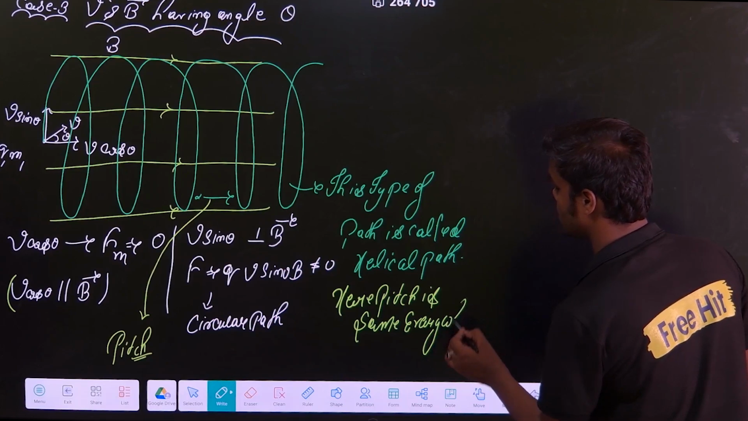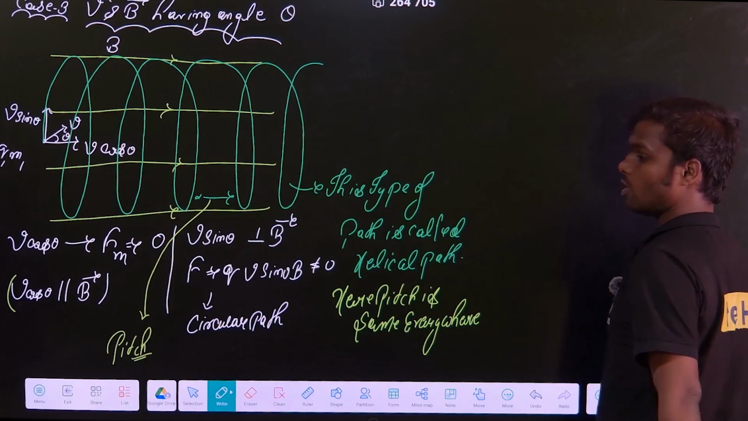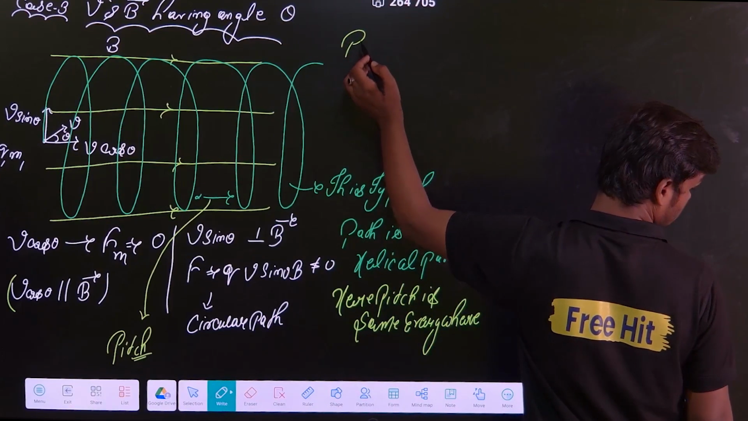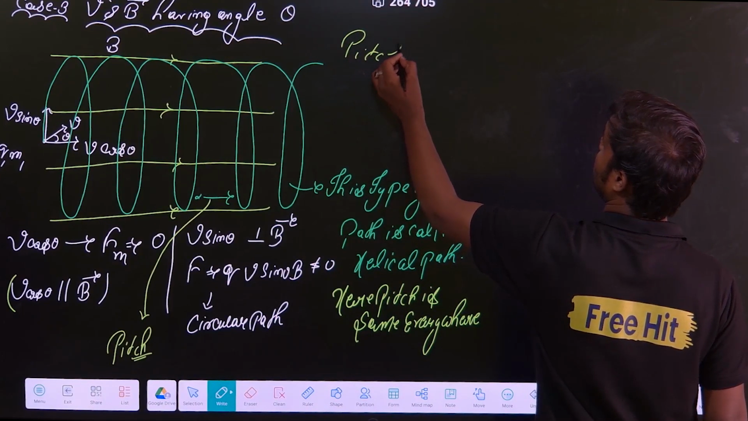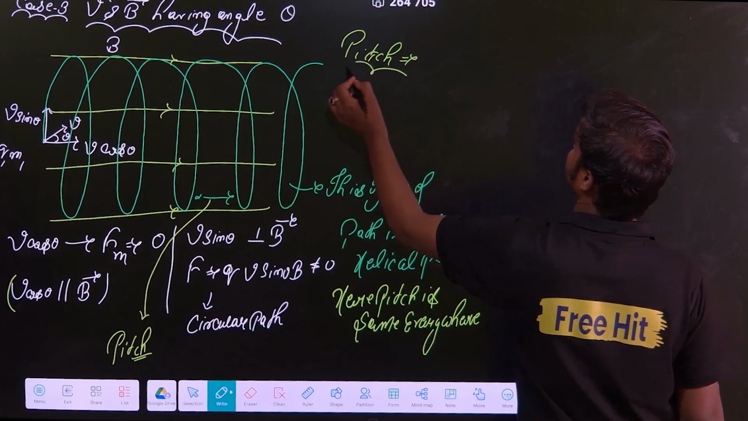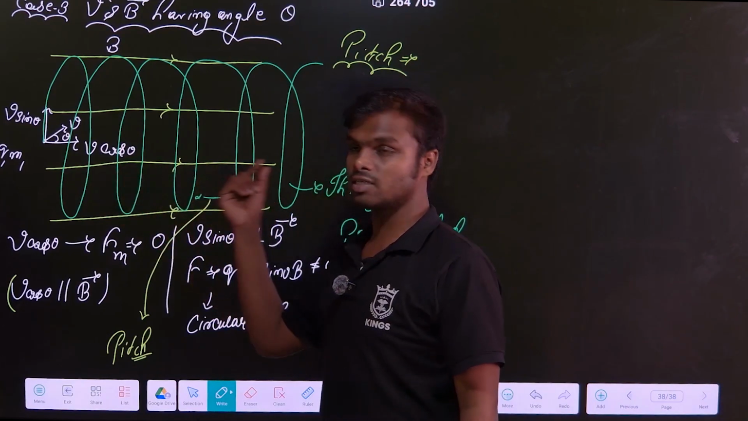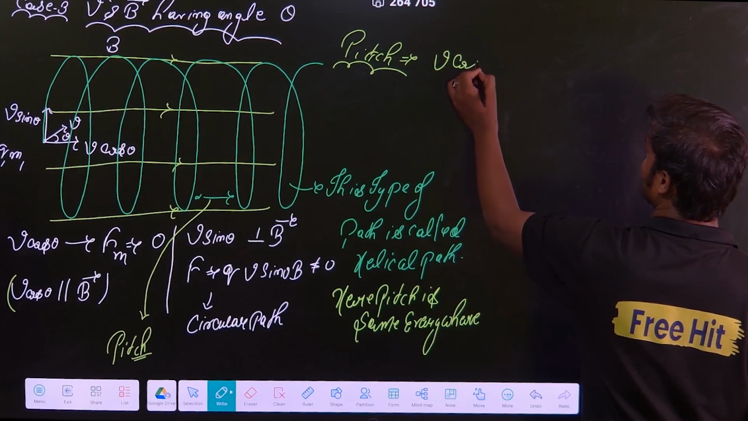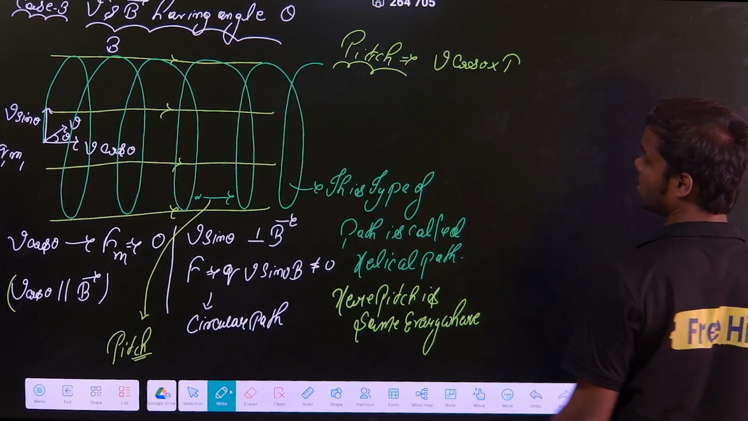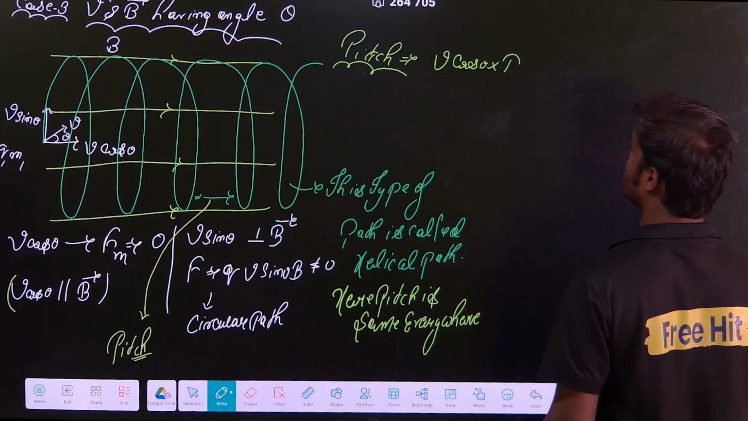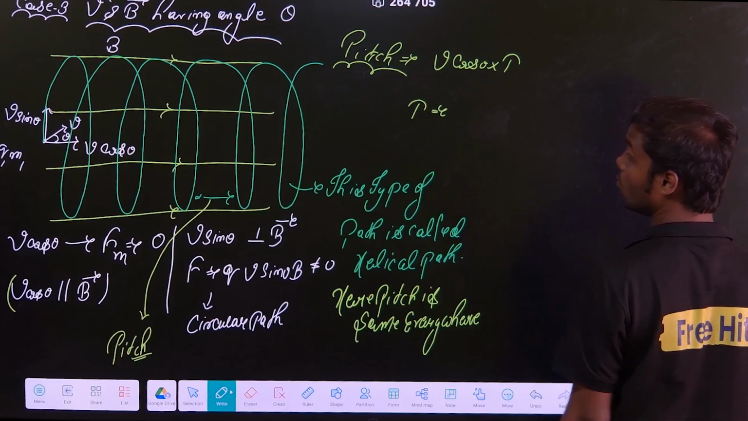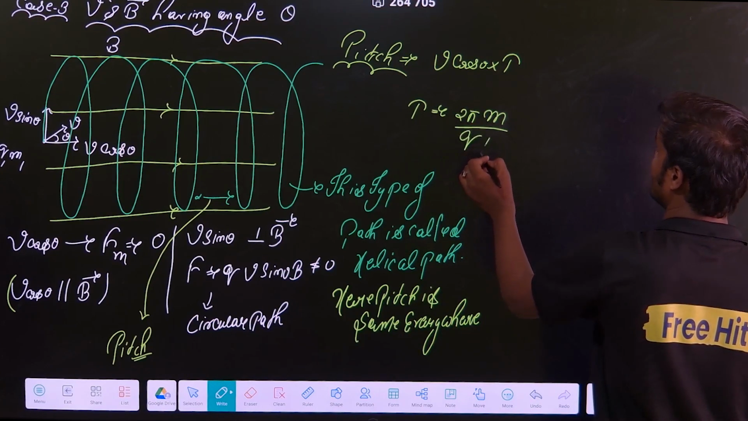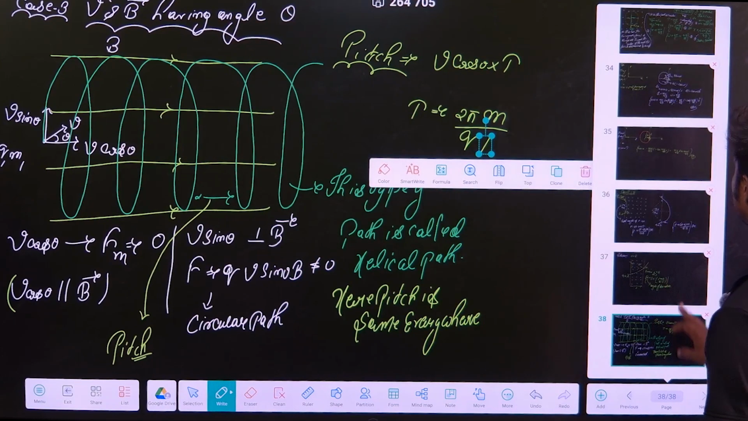Okay, and if I ask you what is the value of pitch, how will you calculate it? See, we can simply see that the pitch is a distance which is covered in the x direction. So what is the distance covered in the x direction? That is velocity v cos theta into time t, correct, in one time period. What is the time period? We know that it is defined as 2 pi m divided by qB. I have told you initially that the time period is independent of the velocity.